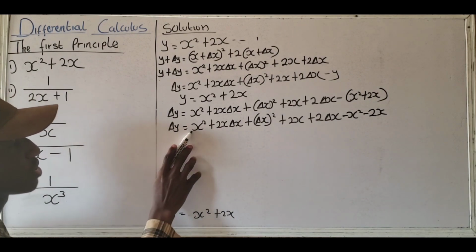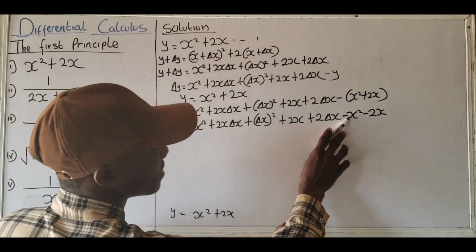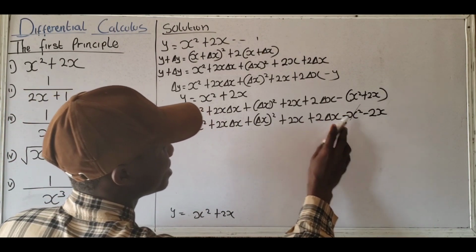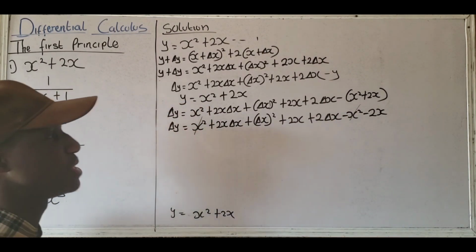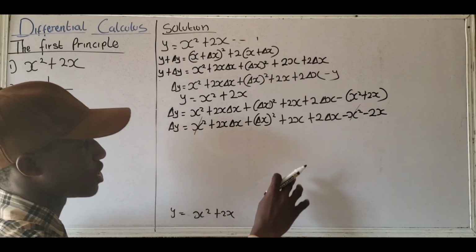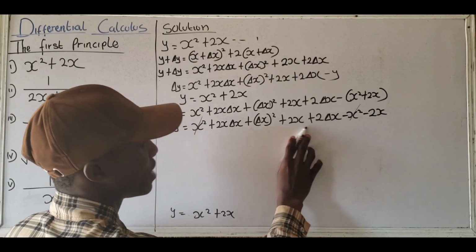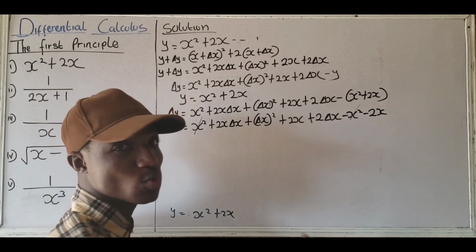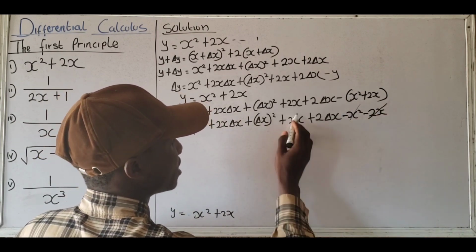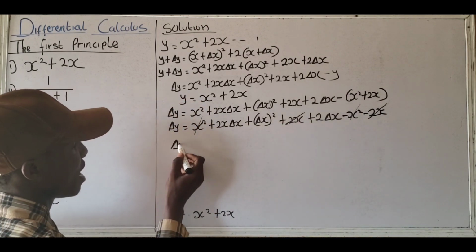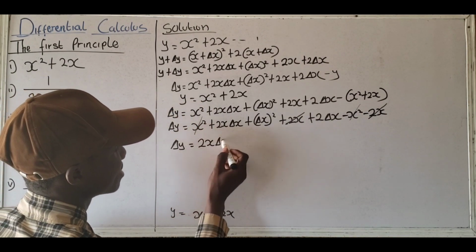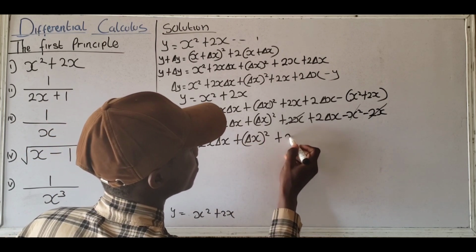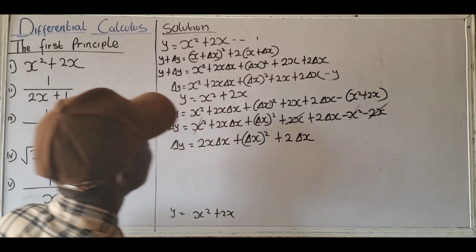You can see that we are having positive x squared here, and we are having negative x squared in this place. That means that this positive x squared can be cancelled by this negative x squared. Okay, is there any term that can cancel another in this equation? Let us check. You can see we have positive 2x here. Now, this positive 2x can be cancelled by the negative 2x that we are having here. So this can cancel this as well. So we are left with what? Delta y equals 2x delta x plus delta x squared plus 2 delta x. Okay?